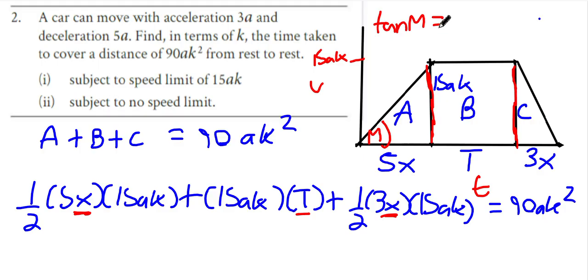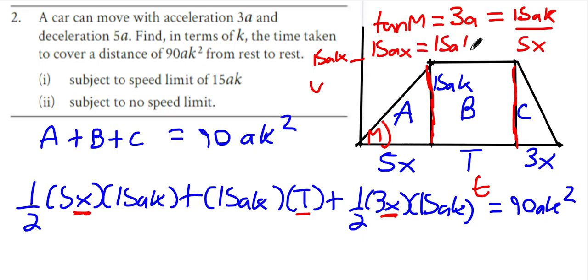Tan M is the acceleration, which is 3a. And 3a equals 15 AK all over 5x. And what's 15 AK all over 5x? 3 AK. Do you know what I'm going to do? I'm just going to cross multiply it. I'm going to multiply the 3a by the 5x, and what do I get? 15ax equals 15 AK. What does that mean about x? X equals k. Well, that's handy, isn't it? Don't even have to fix it that much, look. Boom. That worked out quite conveniently.